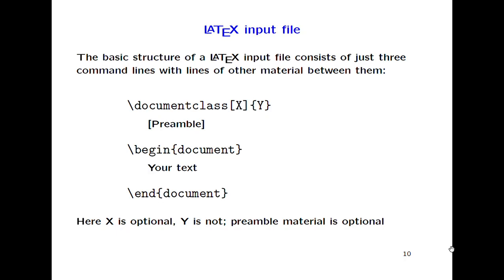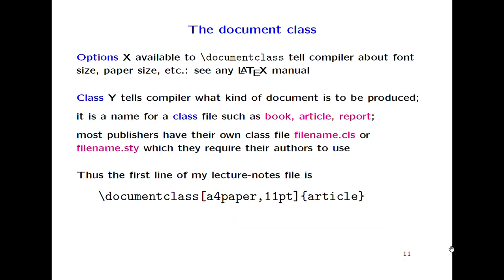Y will actually tell you whether the document class is an article, a book, a report, or whatever. So this is the outlook of how a LaTeX file is. Now, the options X available to document class tell the compiler about the font size, the paper size, etc. While the class Y tells the compiler what kind of document to be produced, either a book, an article, or a report.